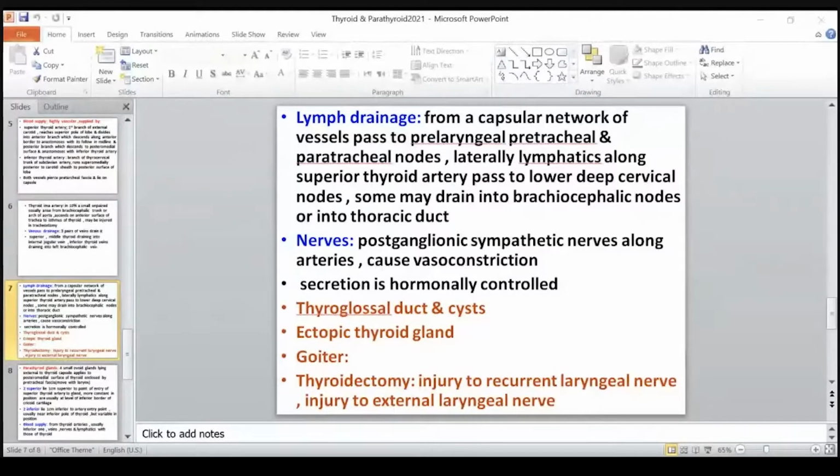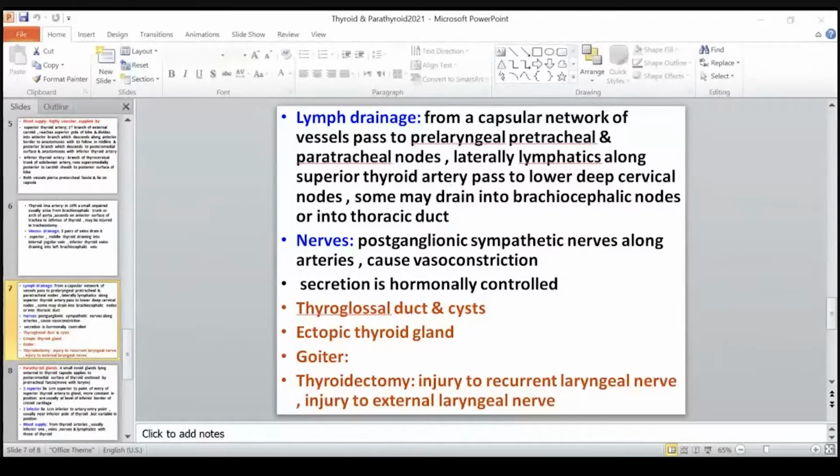Now, whenever you remove an organ from the body, you should first, before removal, ligate the blood supply to prevent bleeding. So we ligate the superior thyroid artery near the upper pole. We ligate the inferior thyroid artery near the lower pole.